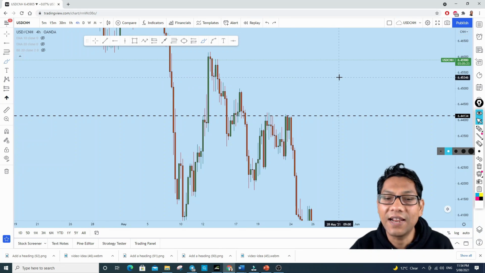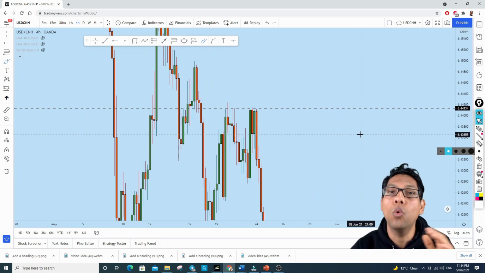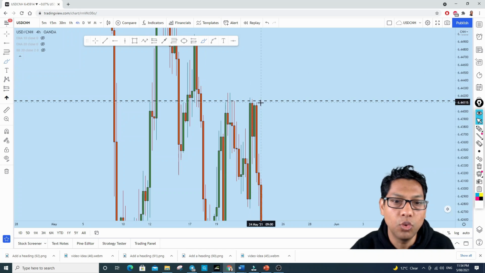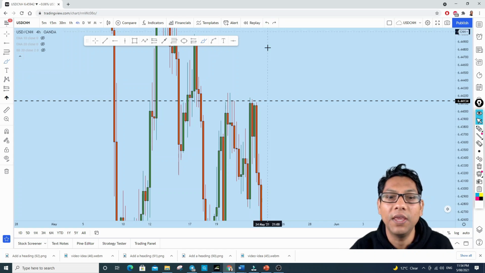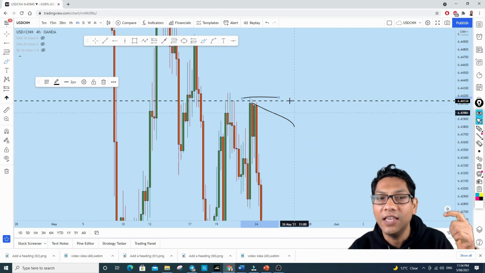Now what is the second criteria? That a right top must be lower than the left top. So let's see the right top. So these 2 candles consist of the right top, these 2 are the left top. So what do you see? That the right top is lower than the left top. So the second criteria is fulfilled.